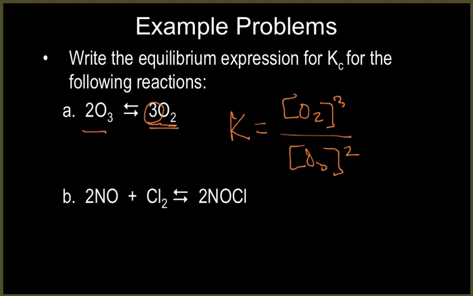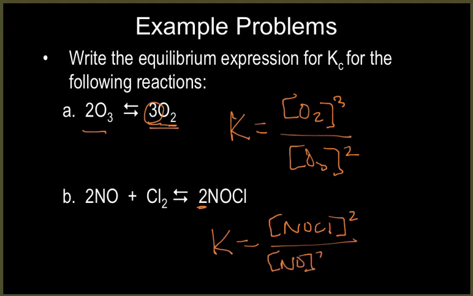Okay, if we look at the next one, same deal. K equals, brackets stand for concentration, NaCl raised to the second, because that's the coefficient, over NO raised to the second, Cl2. So again, all we're doing here is we're taking products over reactants. You're putting the formulas into brackets to show concentration, and then you're raising it to whatever the coefficient is.